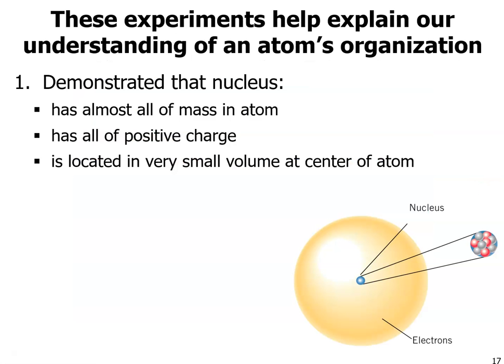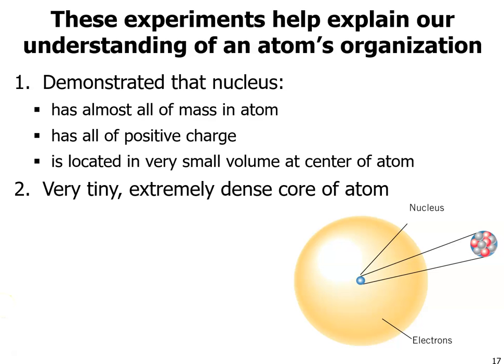These experiments that I just spoke about help us understand the atom and how it's organized. First of all, remember that scattering experiment with the alpha particles and that gold foil. Because of that experiment, we know the nucleus is a tight grouping of most of the mass of the atom, smack in the middle of that element. It has all of the positive charge, based off of what we know from the mass spectrometer experiments, and it doesn't take up much space. It's a very small volume at the center of the atom.